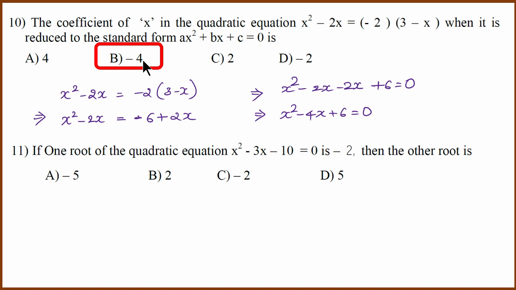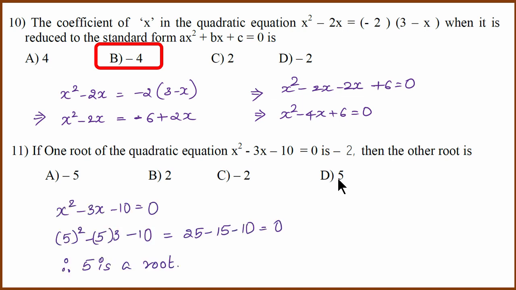Now let's look at the 11th question. So how do you solve this 11th question? So one root is given as minus 2, which is the other root. Now in these kind of questions, I recommend you try different options. They've already said that one root is minus 2, so we don't have to try this, but we can try the other ones. So we can try 2, we can try minus 5, and we can try 5.